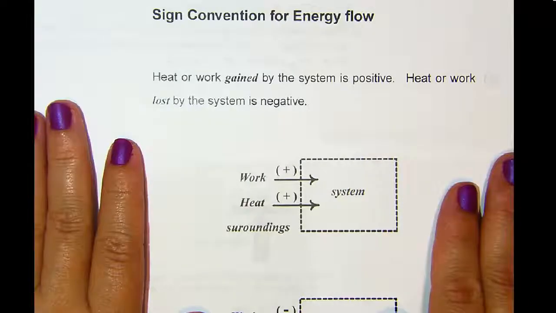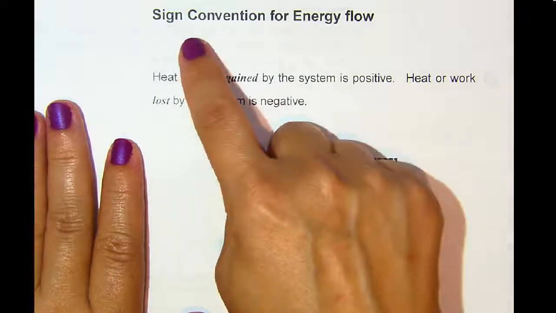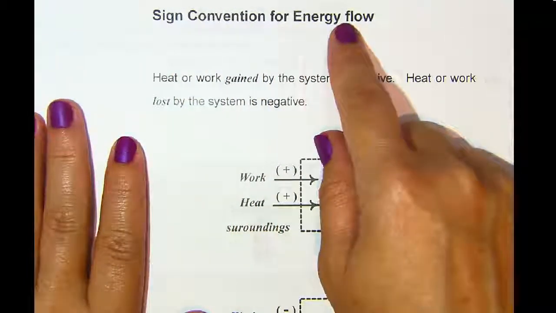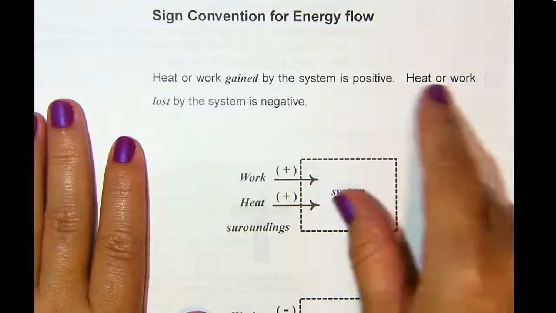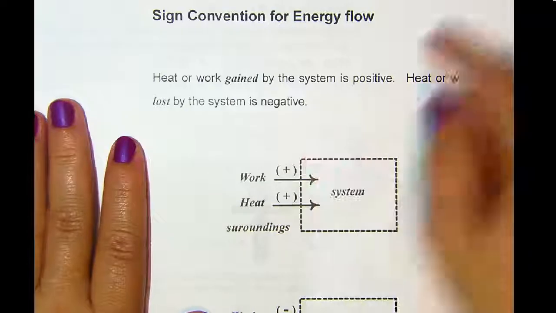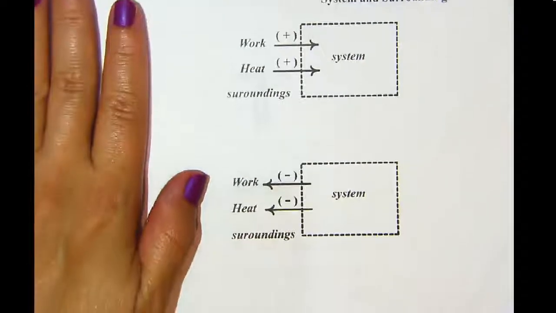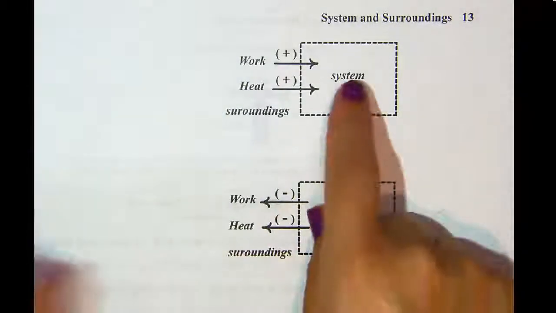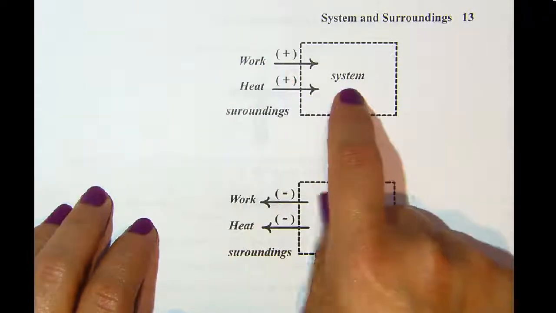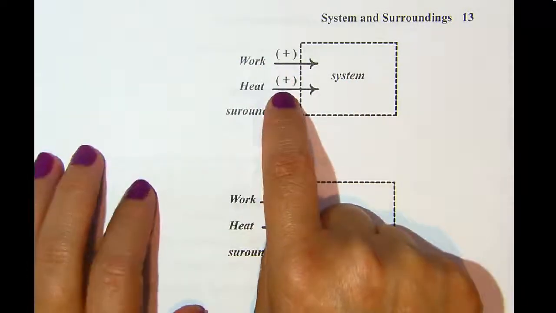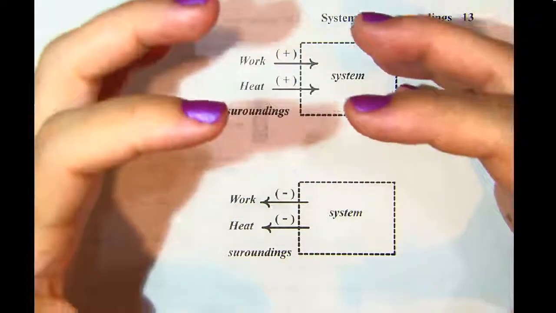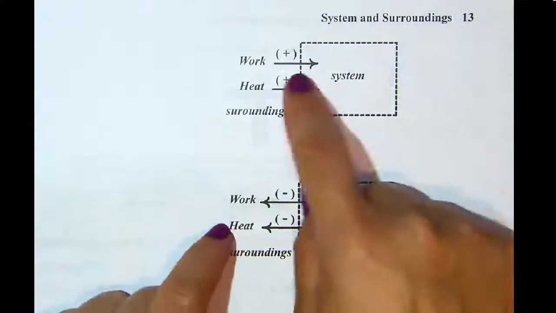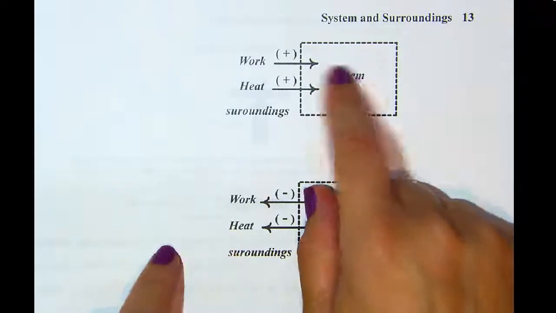This is an extremely important concept, the sign convention for energy flow. Heat or work gained by the system is going to be positive. Heat or work lost by the system is going to be negative. So notice in our diagram here that when the system gains heat, it's a positive change in heat. And when work is done on the system, like if you were to take a balloon and compress it, then that would be work being done on a system, and so that's positive.